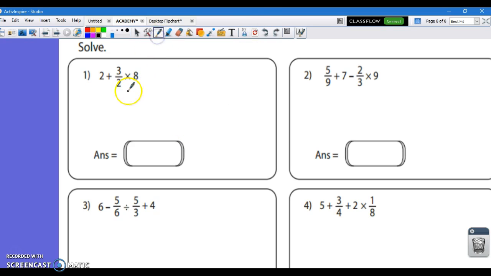So let me just rewrite that right here. Bring down everything else. Look at that. You have 2 whole numbers. So all you have to do is 2 plus 12. 2 plus 12, 14. Done. Number 2.